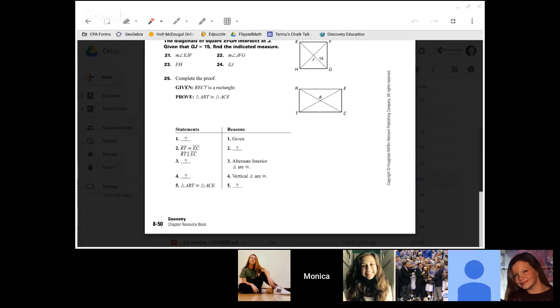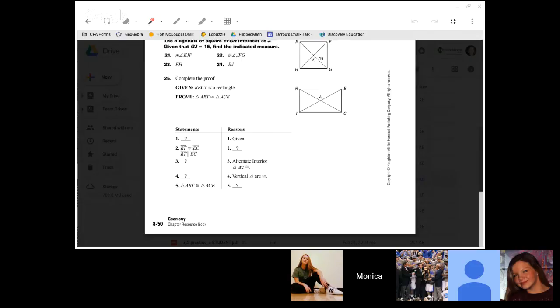Okay, Natalie, so on a proof, what are we going to put for number 1? Okay, RECT is a rectangle because that's our given. So then for number 2, the statement is that RT is congruent to EC, and that RT is parallel to EC. So how do we know those things?